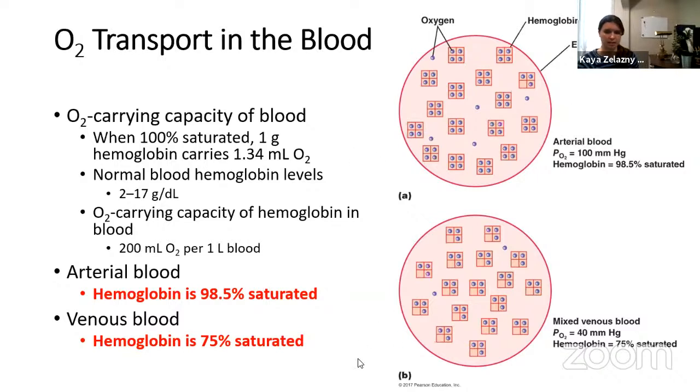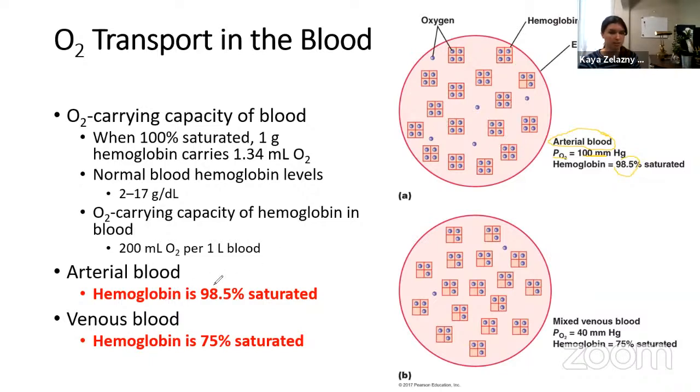So this set of images on the right is showing us the difference between our arterial blood, which we know has a partial pressure of 100 millimeters of mercury. That's our pressure of oxygen in arterial blood. And that's representing about 98.5% saturation of hemoglobin. So they're almost all full, these hemoglobin molecules.